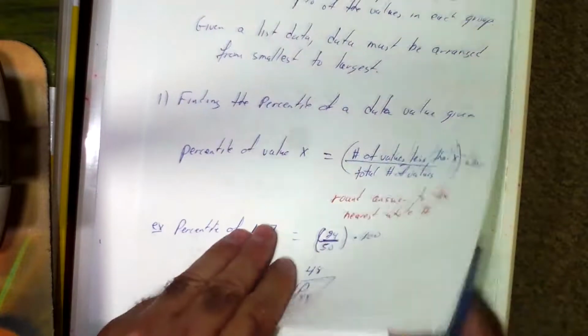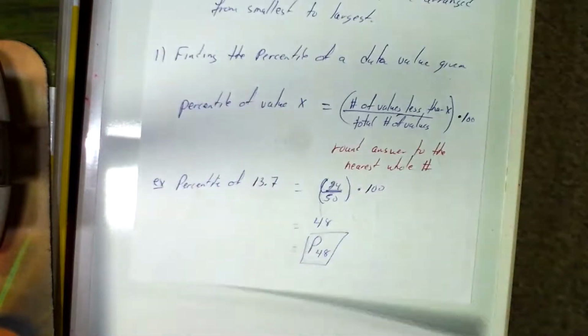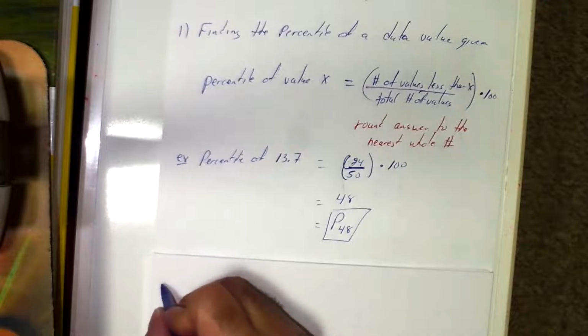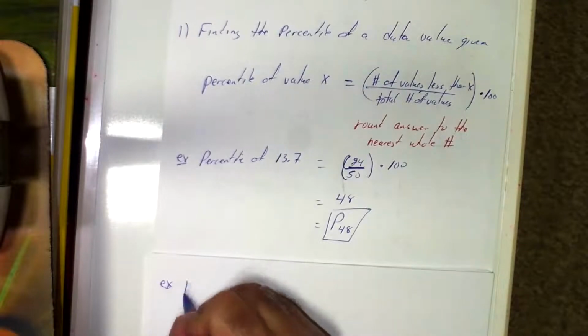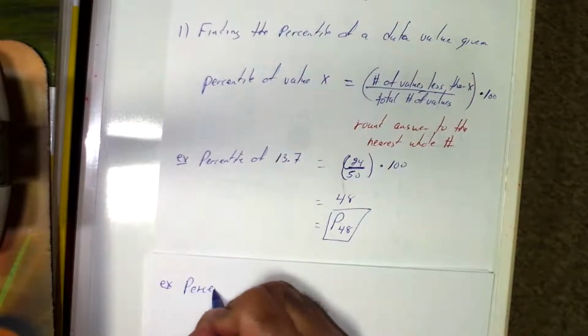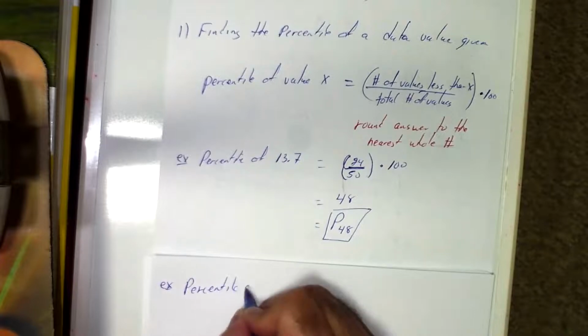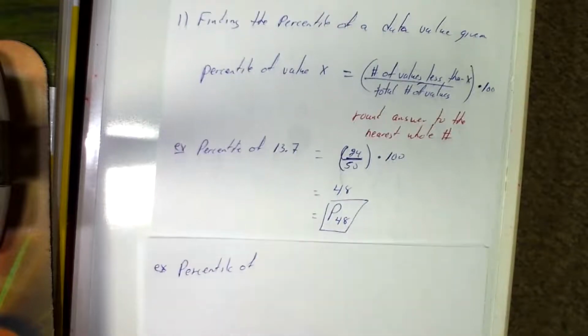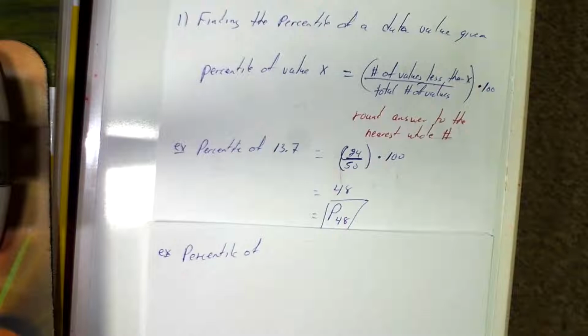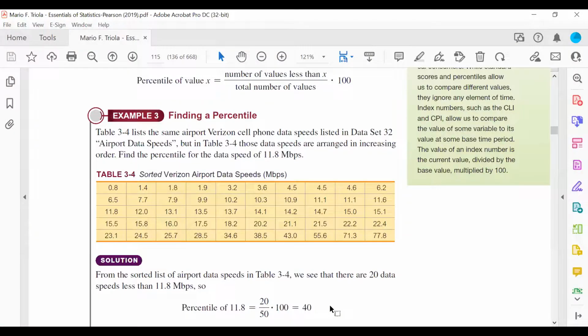Let's do another one. We'll do several of them so you can get the feel for it. All right, so let's pick another number on the list. It's got to be a number on the list. You cannot pick another number other than the numbers on the list. Let's find the percentile of, let's see, value. What do we pick? Let's do value 22.4, right? All right, so let's find the percentile of value 22.4.